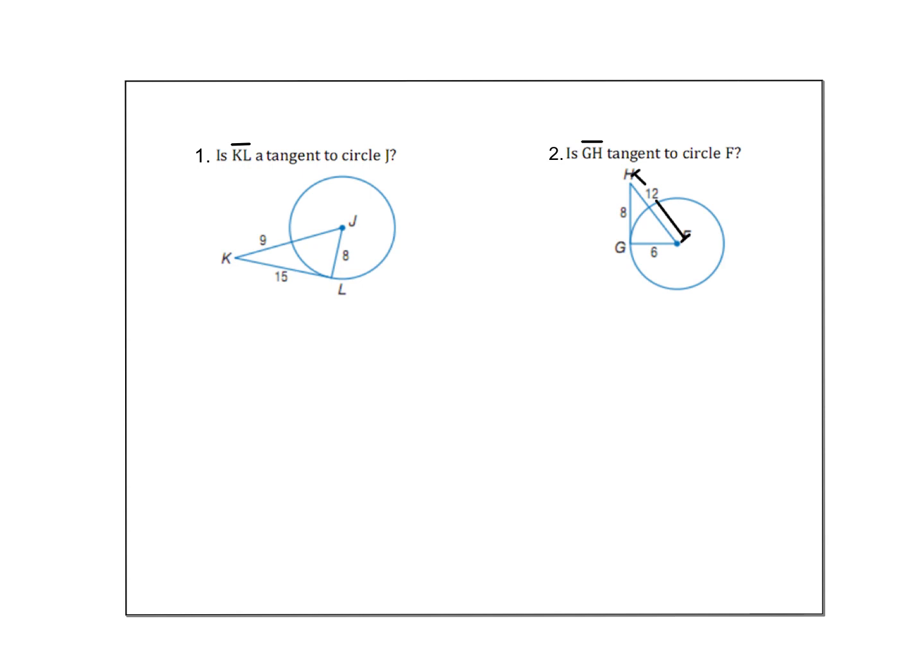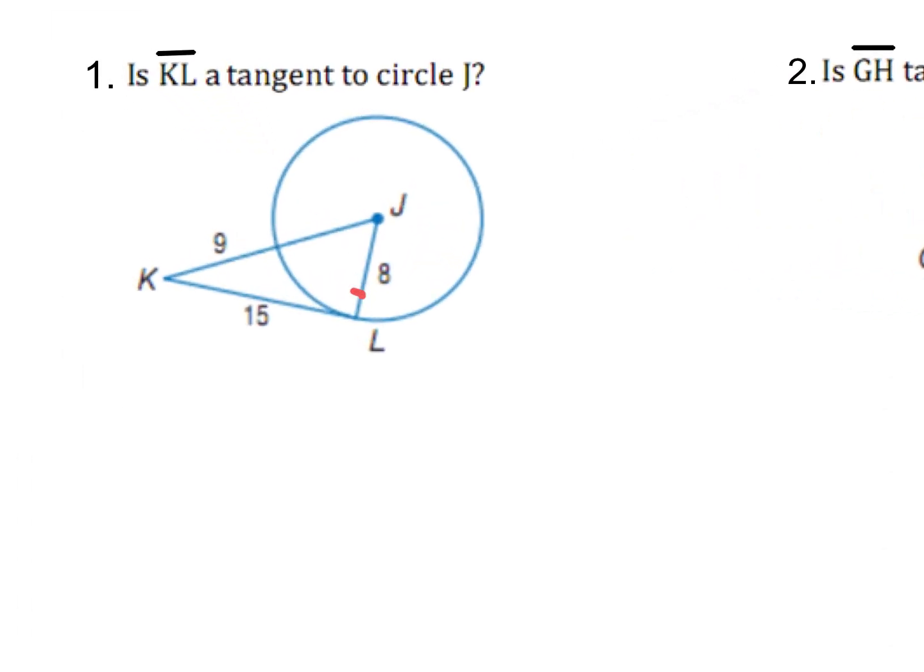So it says, is KL tangent to circle J? Well, what we want to try to figure out is, is this angle a right angle? Is that angle JLK 90 degrees? And if it is, then it would be tangent to the circle. Now, notice the radius from J to L is 8. So then all the radii have to be 8. This side over here would also be 8 because this tangent is 8. So the whole side from K to J is 9 plus 8. Well, 9 plus 8 is 17.